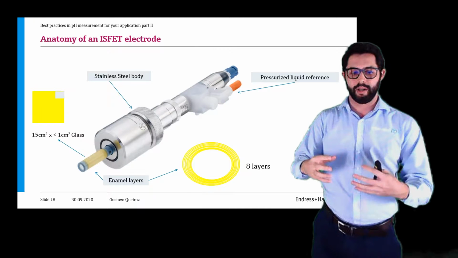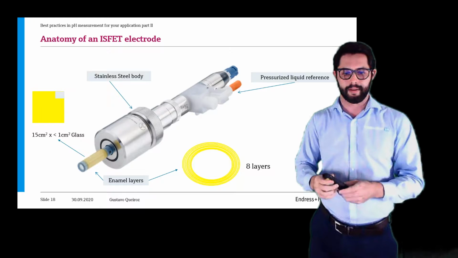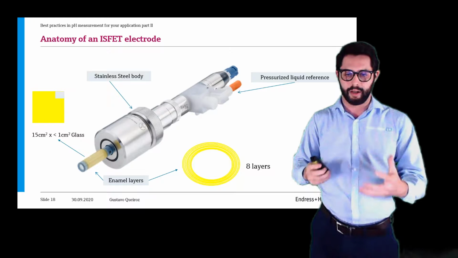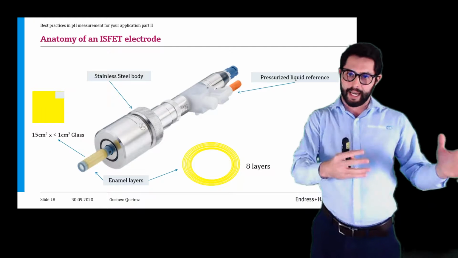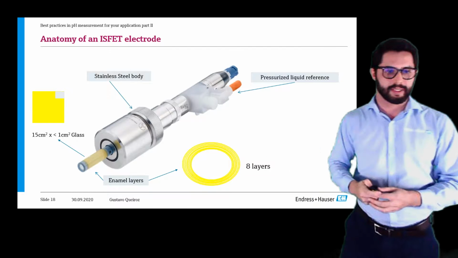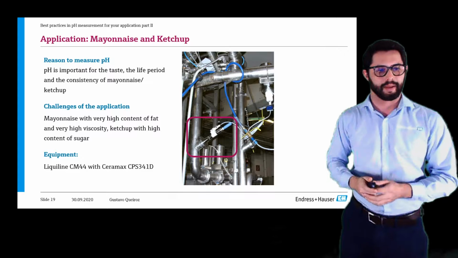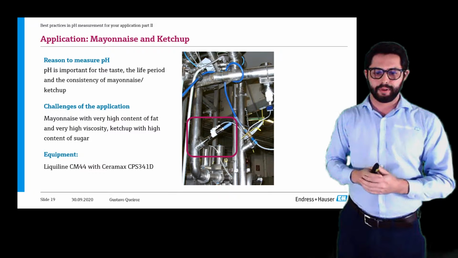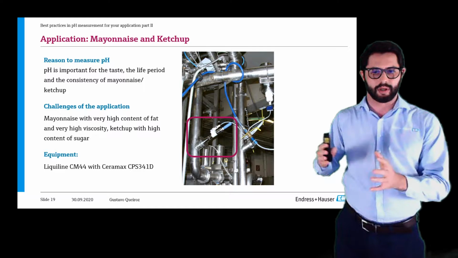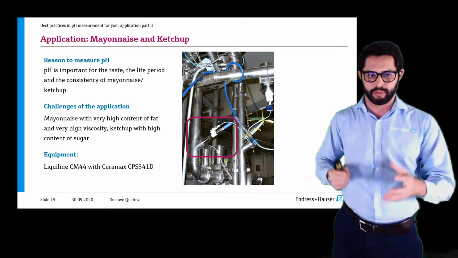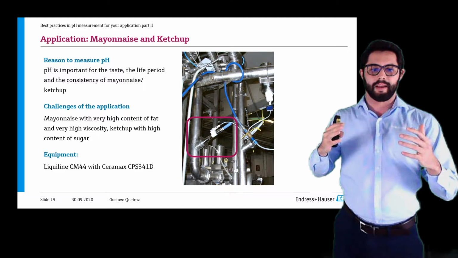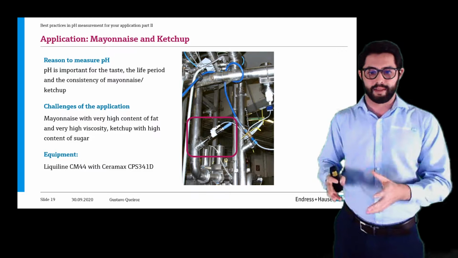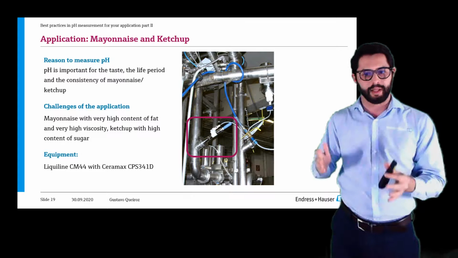So it's really a very powerful technology if you really want to reduce your maintenance and bring the lab measurement to your process in general. Okay, here we have a couple of examples to summarize the use of the enamel electrode. As I mentioned, very high viscosity applications and very sticky media such as mayo and ketchup. The sensor works extremely, extremely well.